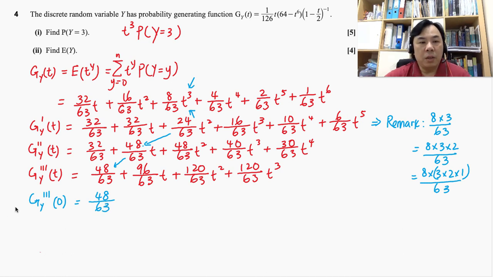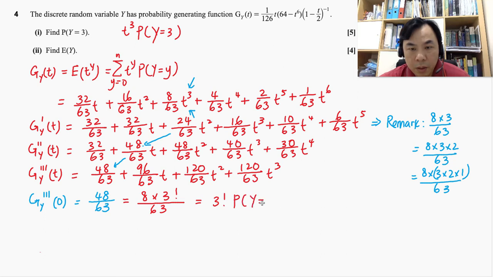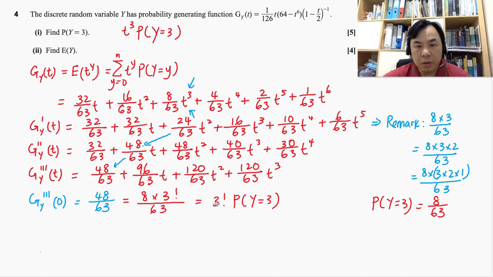Now at this point you're wondering, how are we going to make use of this result to obtain our P3? The remark again from here: this is the same as 8 times 3 factorial, over 63. You will notice that this term can be written as 3 factorial multiplied by P(Y=3), because we already knew from our previous sections that P(Y=3) is actually 8 over 63. So this result is 3 factorial times P(Y=3). From here we can conclude that the probability Y equal to 3 is 1 over 3 factorial times the third derivative.